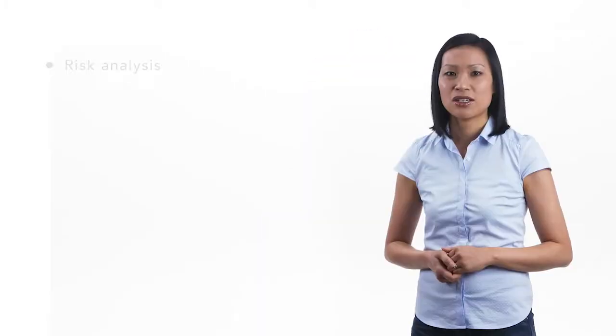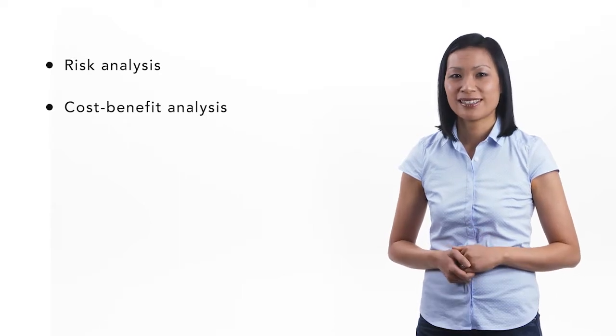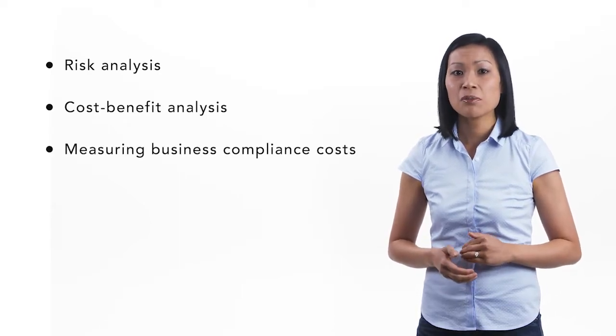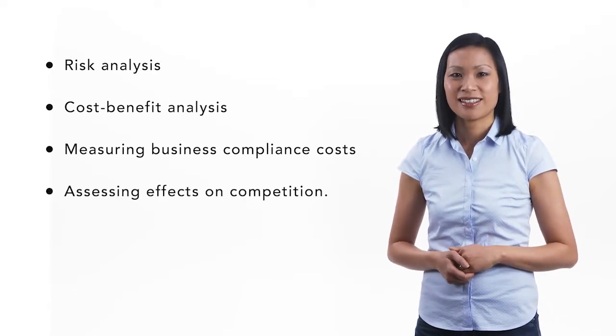The basic feature of a RIS is the systematic examination of the advantages and disadvantages of possible methods of achieving the objective. A number of quantitative approaches exist to assist in evaluating options as part of the regulatory impact assessment, including risk analysis, cost-benefit analysis, measuring business compliance costs, and assessing effects on competition.